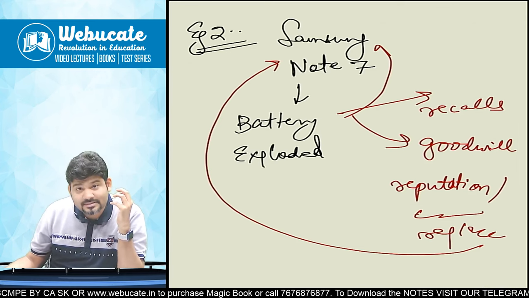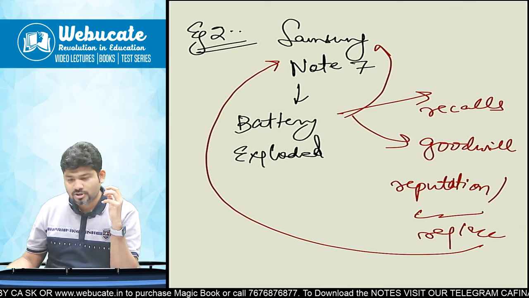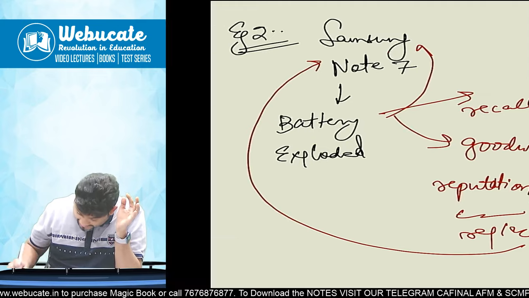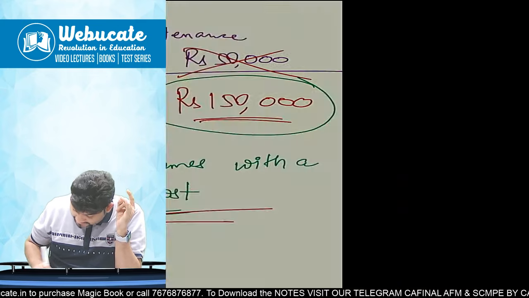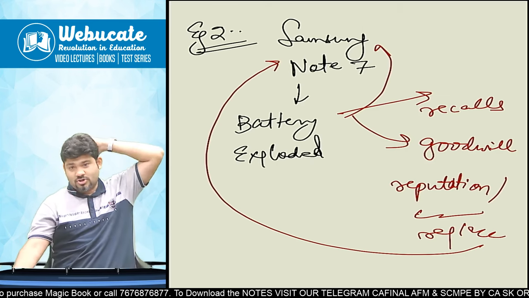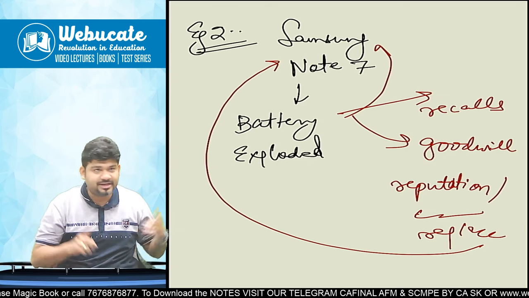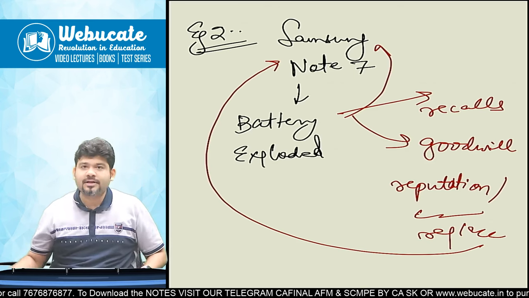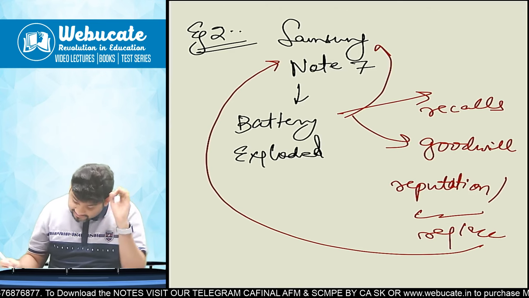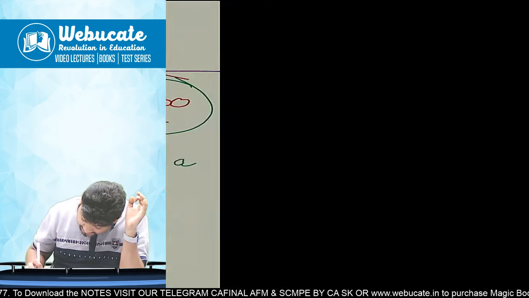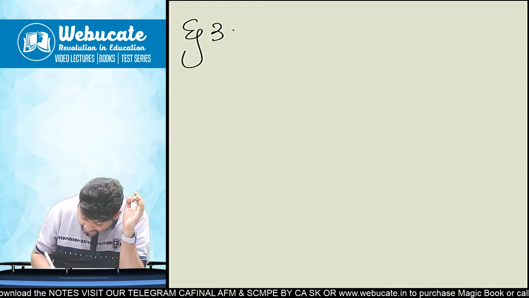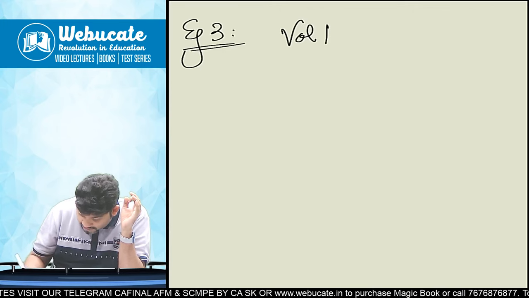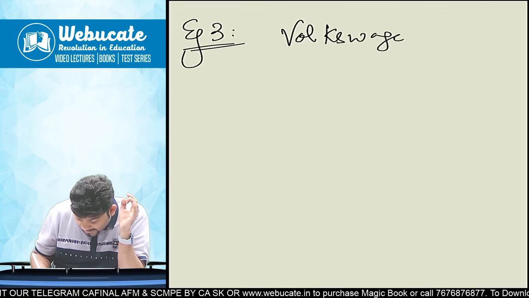But that's how it is. So again, Samsung also realized that quality comes with a horrible cost, a cost of recall, goodwill, reputation, replacement. Not a good sign for any company. There was another company which did the same mistake. That company, a very famous automobile company, Volkswagen. Yes, even Volkswagen made some cars.